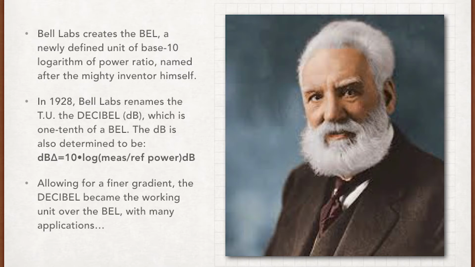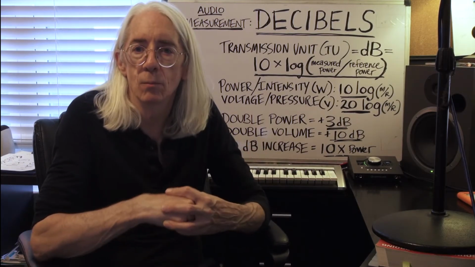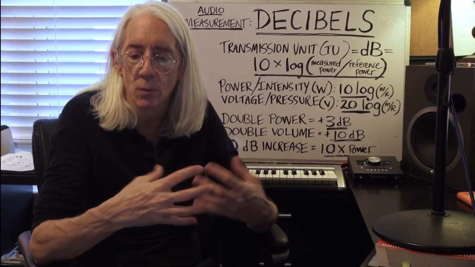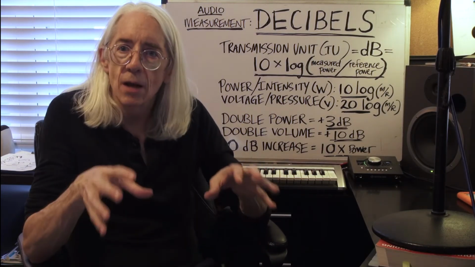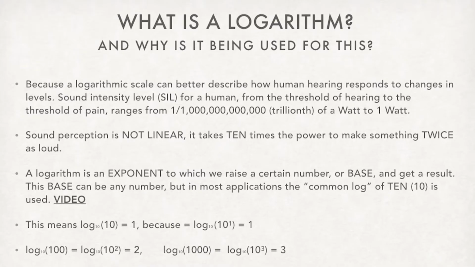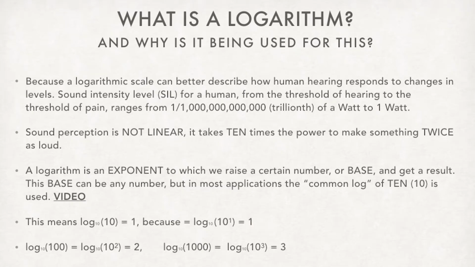This was originally a unit of measurement for transmission cables. This is also a way that we can measure actual sound power, the actual level of sound power and acoustic power, as well as any kind of voltages that we're using for sound. So it all comes down to using the logarithm. What is a logarithm and why a logarithm? The reason why is because it better describes the gradations of human hearing in a way that makes sense.